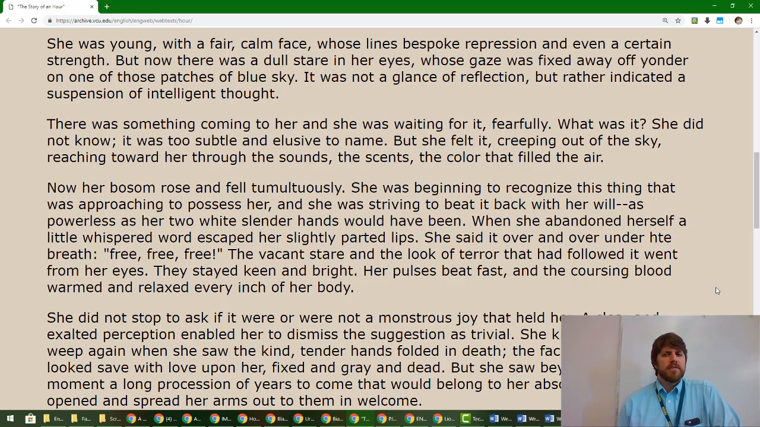It was not a glance of reflection, but rather indicated a suspension of intelligent thought. There was something coming to her, and she was waiting for it, fearfully. What was it? She did not know. It was too subtle and elusive to name. But she felt it, creeping out of the sky, reaching toward her through the sounds, the scents, the color that filled the air. Now her bosom rose and fell tumultuously.